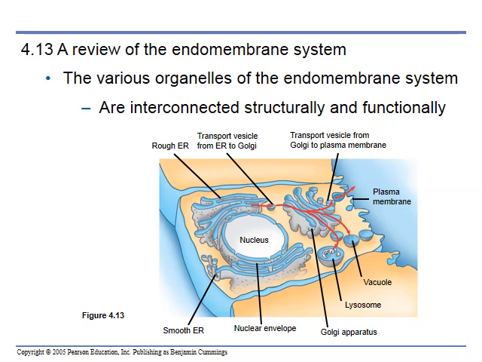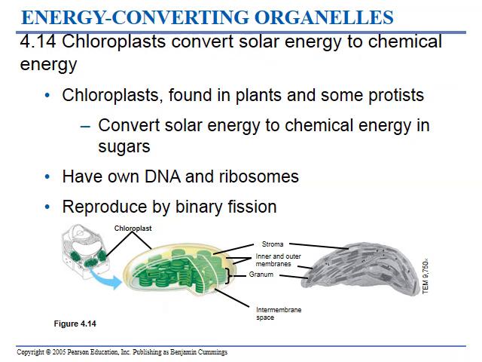These are membranes that originally folded in as the cell evolved and created these different organelles. Okay, chloroplast converts solar energy to chemical energy. Many of you know this is one of my favorite reactions because it's basically taking sunlight and making it into sugar. They are found in plants and some protists. They convert solar energy to chemical sugar basically.